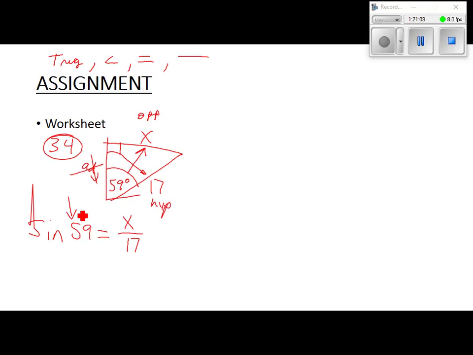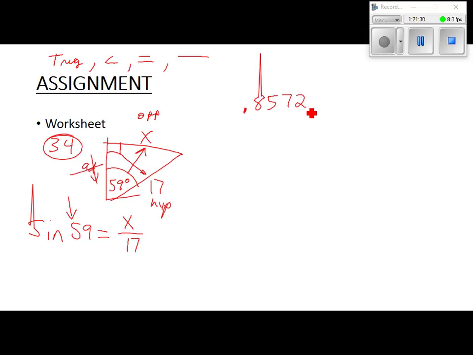How do I punch that into the calculator? Sine 59. Don't hit second. We already know the angle. So sine 59. What do you come up with? Remember, we want to go out how many places? 0.9571. You understood all that, right? 0.9571. 8, 5, 7, 2. Everybody agree with that?